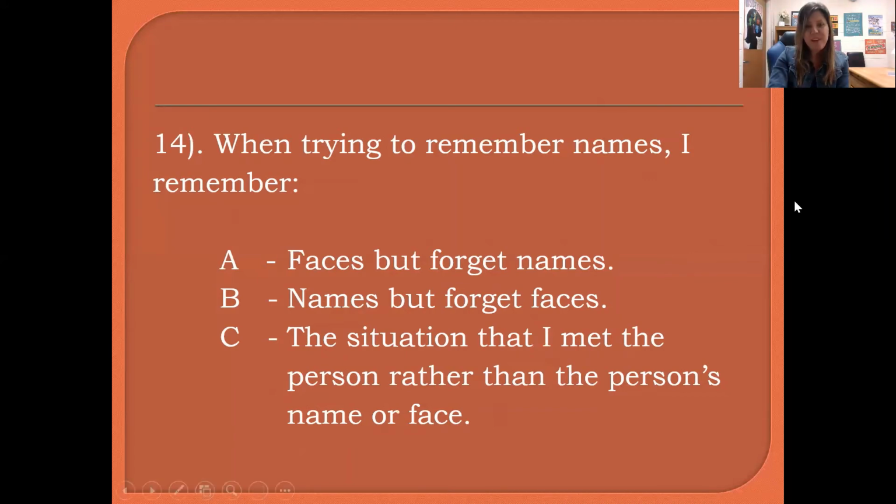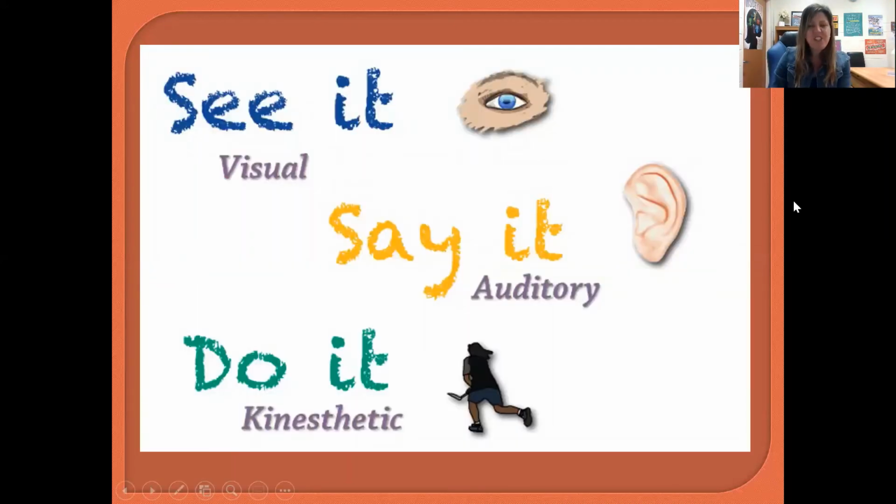All right, great job, everyone. I know that was kind of a little bit challenging. Some of those, I'm sure you were probably torn between two letters. But what I want you to do is go through your 14 answers, and tally how many A's you have, how many B's you have, and how many C's you have. Whichever of these you have the most of is your primary learning style.